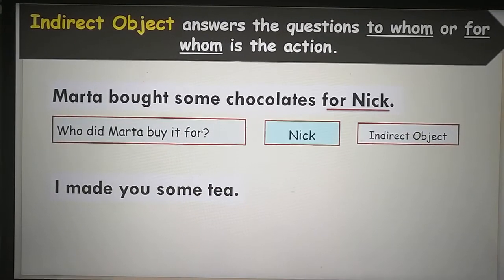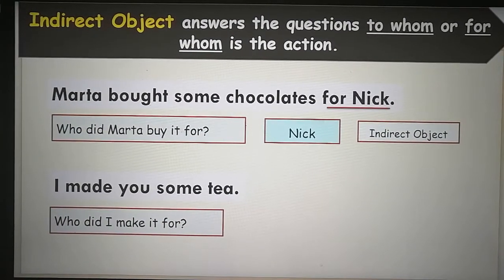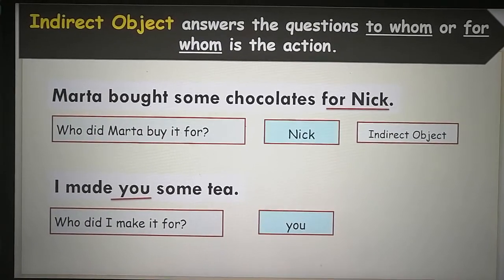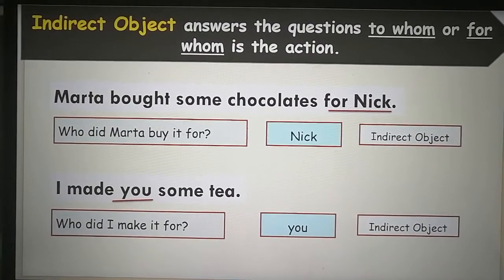Next example: I made you some tea. Who did I make it for? I made it for you. Therefore, the word you is the indirect object in this sentence.